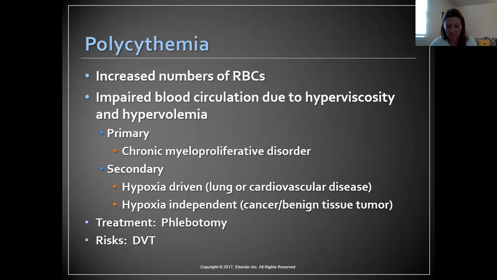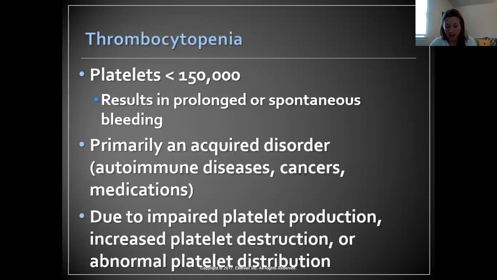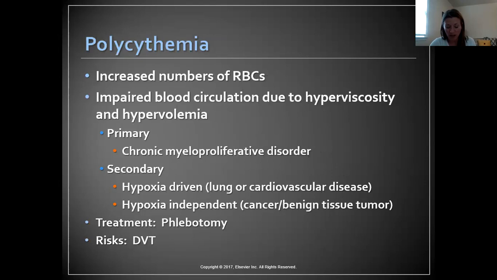Secondary polycythemia is either hypoxia-driven or hypoxia-independent. In hypoxia-driven polycythemia, hypoxia stimulates erythropoietin production in the kidneys, which in turn stimulates red blood cell production. In hypoxia-independent polycythemia, cancer or benign tumor tissues make erythropoietin. Phlebotomy is the mainstay of treatment, and the goal is to reduce hematocrit and keep it less than 45%.